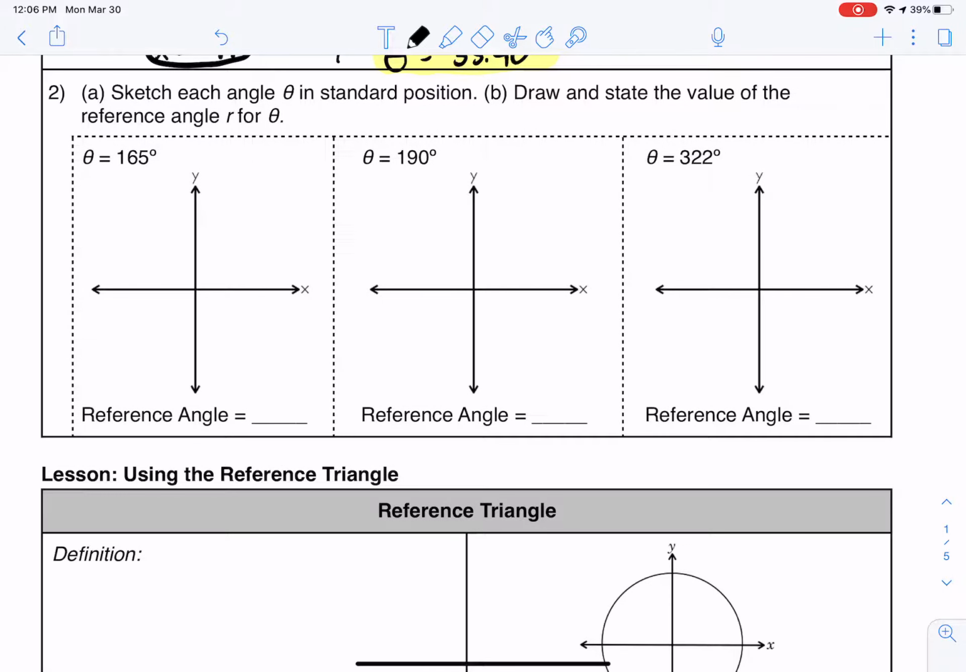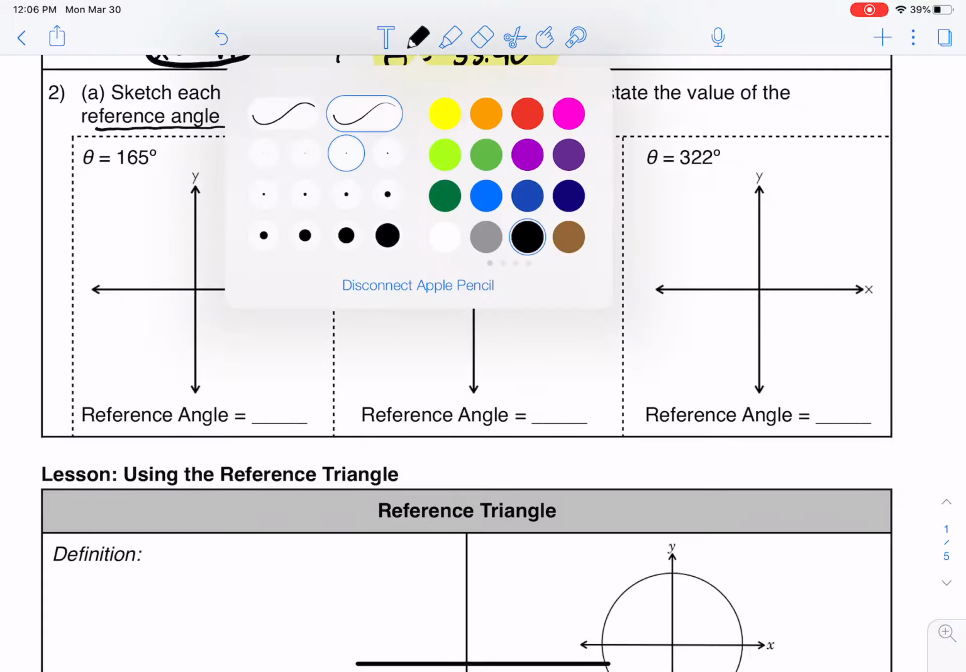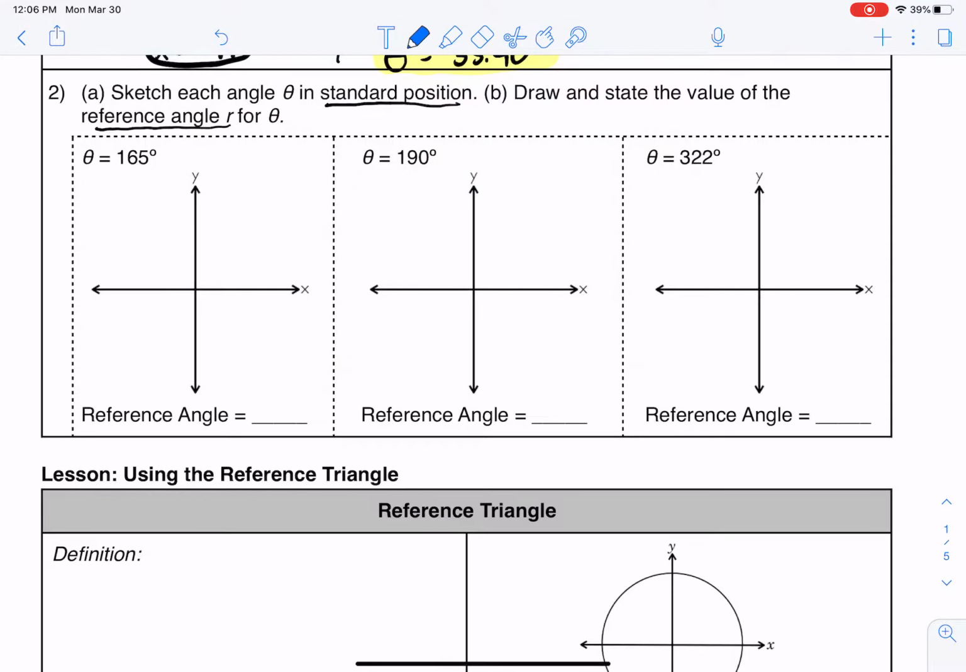Sketch each angle theta in standard position. So we'll talk about what that means again in a second. Draw and state the value of the reference angle R for theta. Okay, so to do this, we need to kind of remind ourselves, what does standard position mean? Standard position means that we're starting from the positive x-axis and then rotating our angle around the coordinate plane counterclockwise.